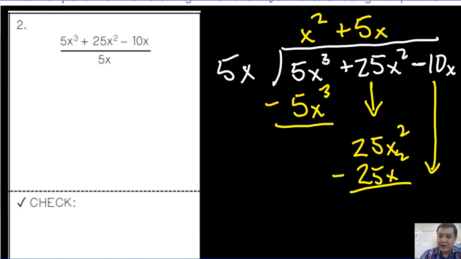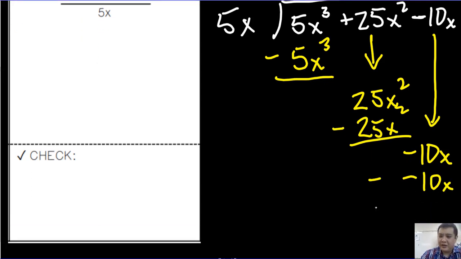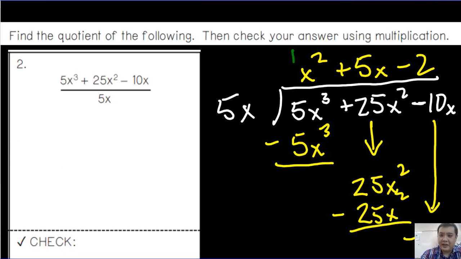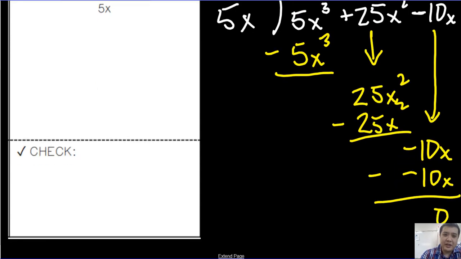We got negative 10x. Remember, that's negative 10x. So we're going to have to multiply by negative 2. We get negative 10x. Subtract those two out together. We get 0. So our final answer is x squared plus 5x minus 2. And if we multiply 5x by that, we can see that we get our original expression back.